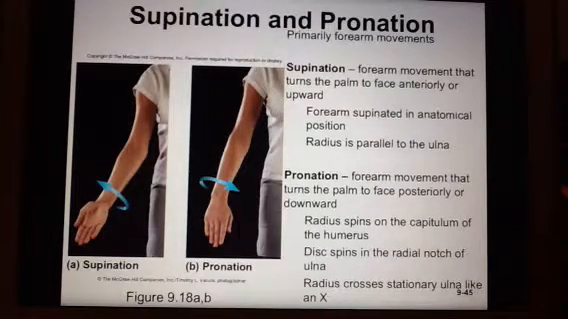Okay, supination and pronation are forearm movements. We can see them in other body parts, but it's primarily forearm movements. So supination is the forearm movement where it turns the palm to face anterior or upward. And in anatomical position, the forearm is supinated. The radius is parallel to the ulna. And then the opposite of that movement is pronation, so turning the palm posterior or downward is the opposite.